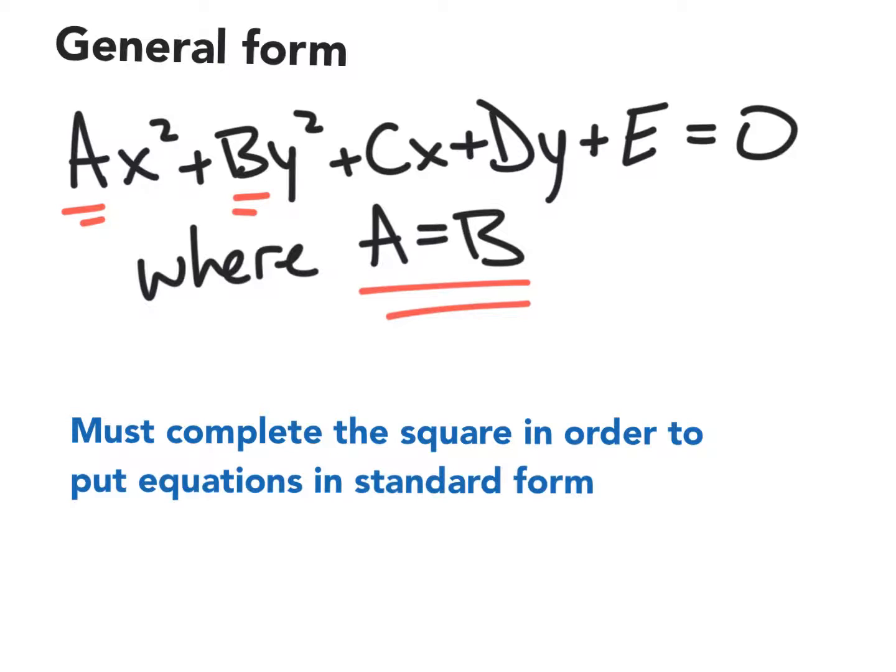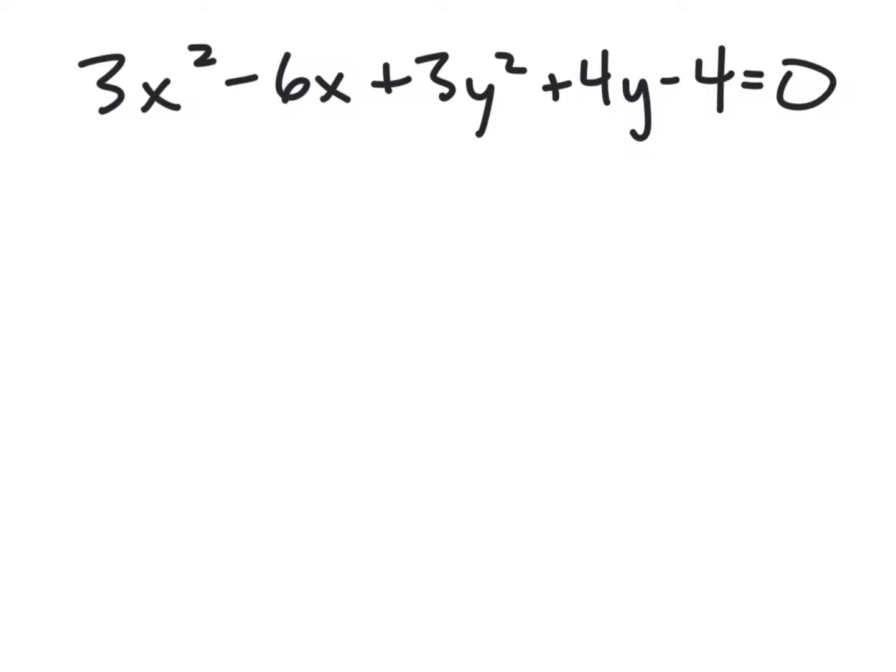Okay, now the general form, and we're going to see this for all of the conic sections, is ax squared plus by squared plus cx plus dy plus z equals 0. But for circles, a is equal to b. Okay, they have the same sign and they're the same number. And to graph these things, we have to complete the square so we can put them in standard form. And you have to complete the square for x and for y. All right, so let's do that for this problem right here. 3x squared minus 6x plus 3y squared plus 4y minus 4 equals 0.